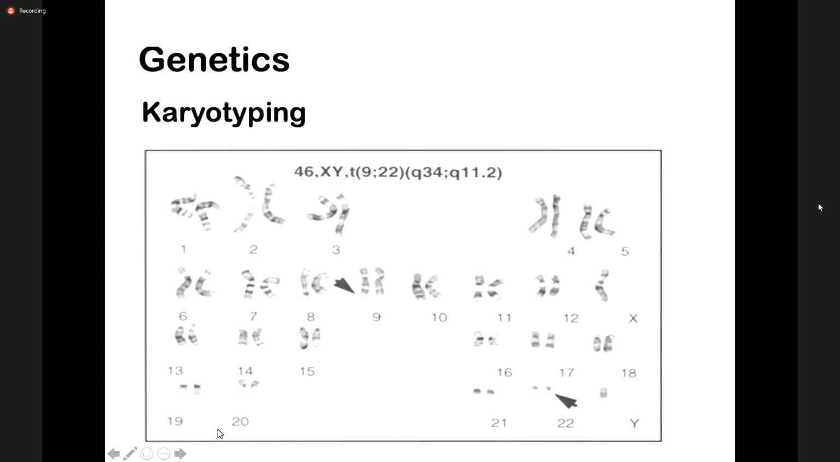The karyotyping technique also helps to look for any translocations, any deletions, and we can appreciate if there is an extra copy of a chromosome. For example, in Down syndrome, you can see chromosome 21, and there will be another chromosome here. Then we call that trisomy. So that's how we look into the karyotype for any genetic aberrations.